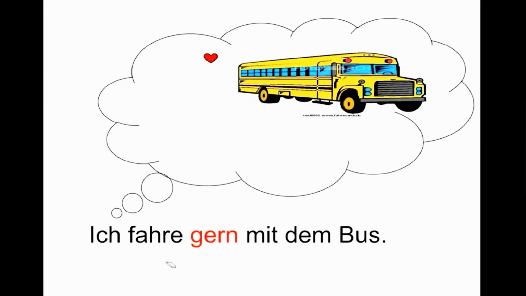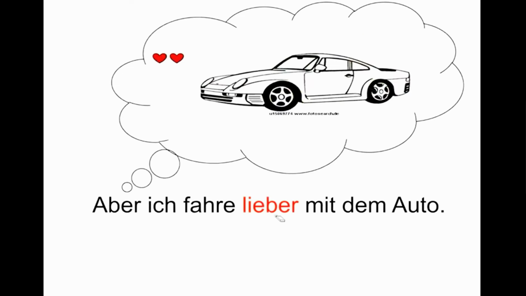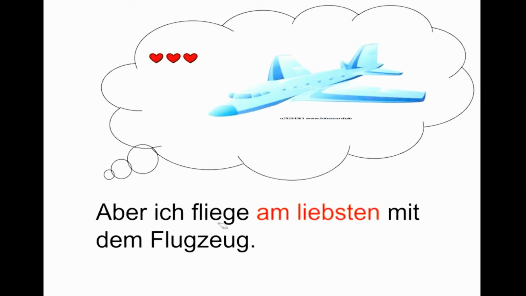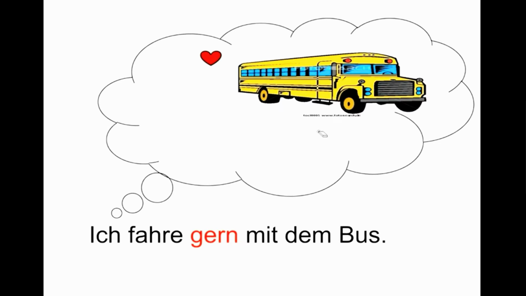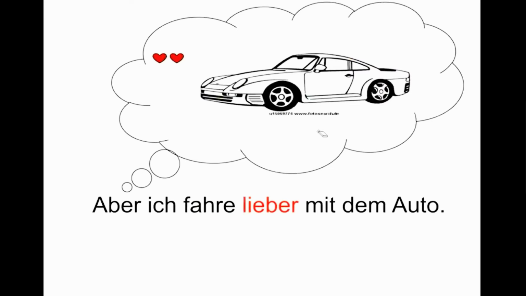Perfect. Next. Ich fahre gern mit dem Bus. I like to travel with the bus. Ich fahre lieber mit dem Auto, but I prefer to travel by car. Aber ich fliege am liebsten mit dem Flugzeug. But the most I like is to travel with the Flugzeug. So you see, look at it. Gern, I like to travel. Then lieber, I prefer. And the most preferable is am liebsten.